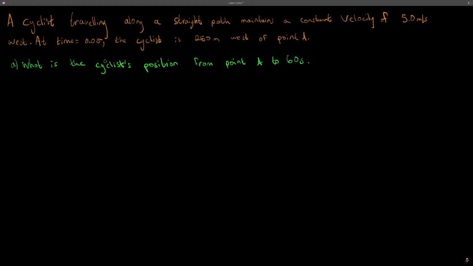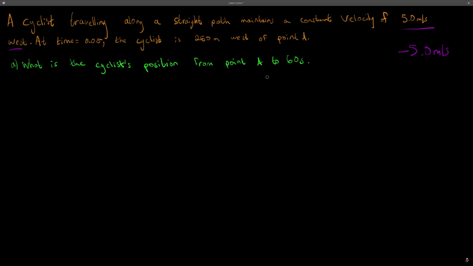Let's solve this question on the first equation of motion. So here we have a cyclist traveling along a straight path. A straight path, obviously, because it's a linear graph, and it maintains a constant velocity. So, of course, a linear line. And the constant velocity is 5 meters per second west. So once you see west, you should immediately note that the velocity is negative. So negative 5 meters per second west.